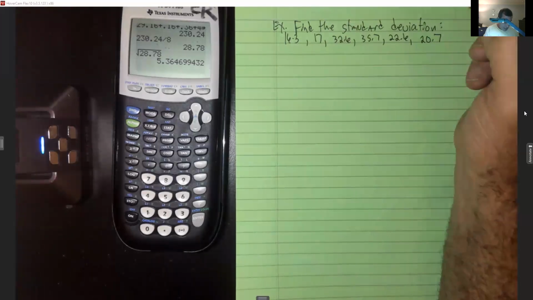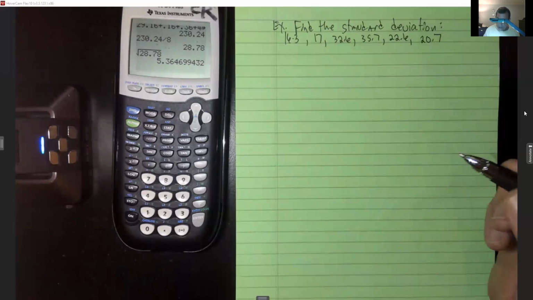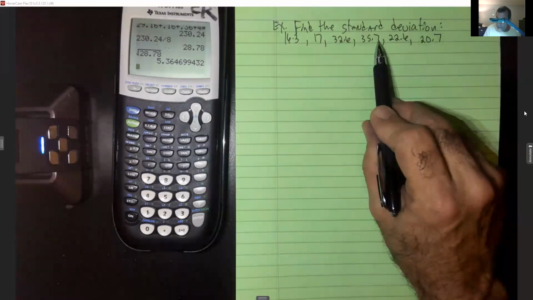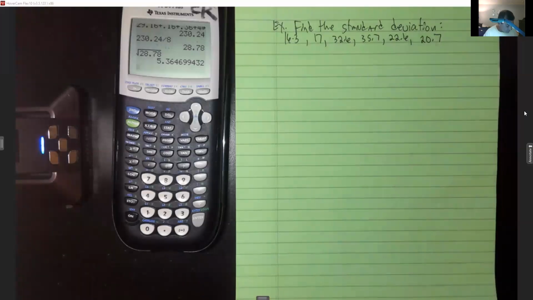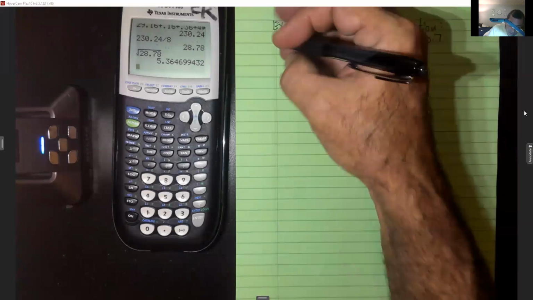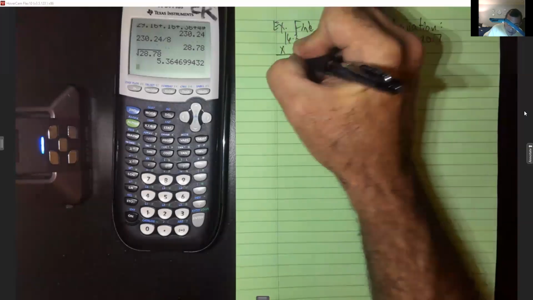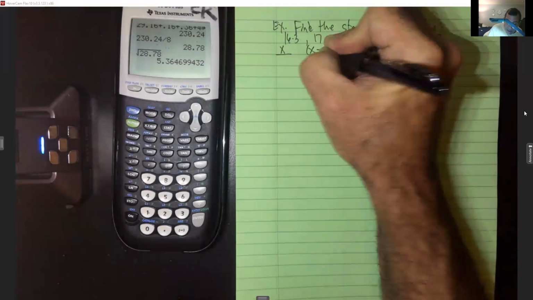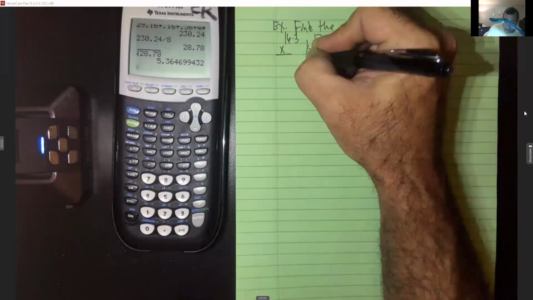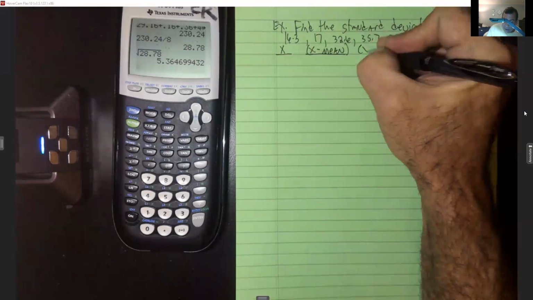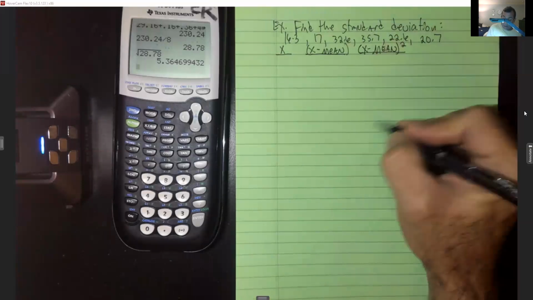All right, I'm going to round my answer one decimal place more than the original data. Since some of the data has one decimal place, I'm going to round to 2 decimal places. First I'm going to figure out all my x's and then my x minus my mean. Then I'll figure out my x minus my mean squared, and then we'll add all of them together.